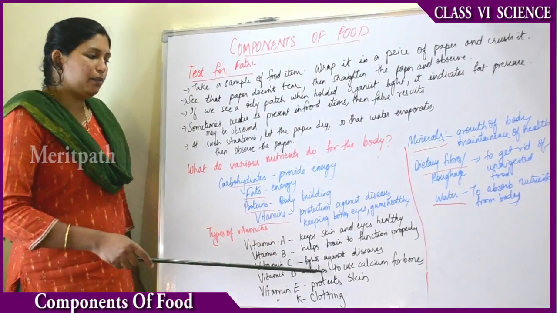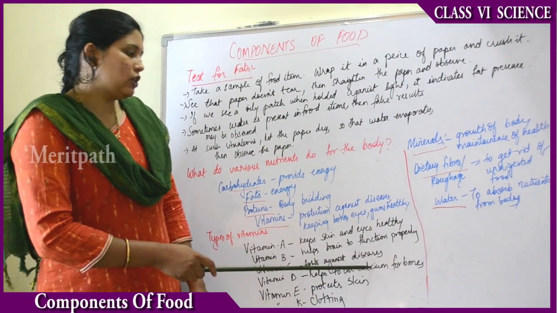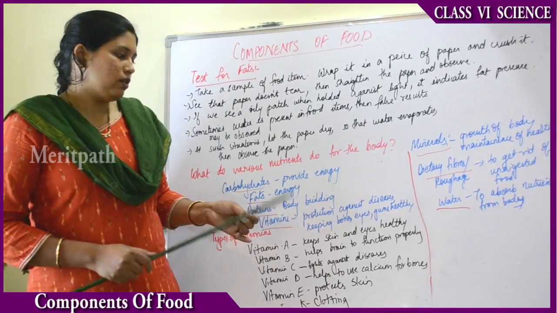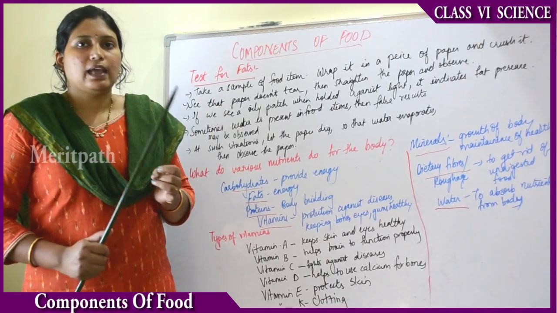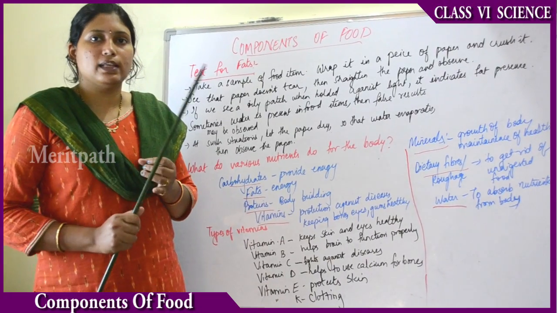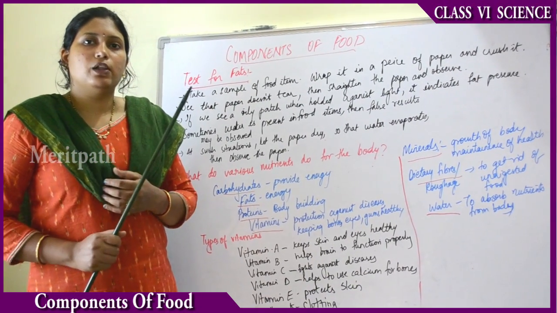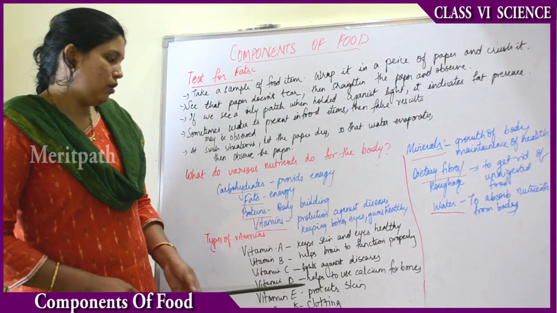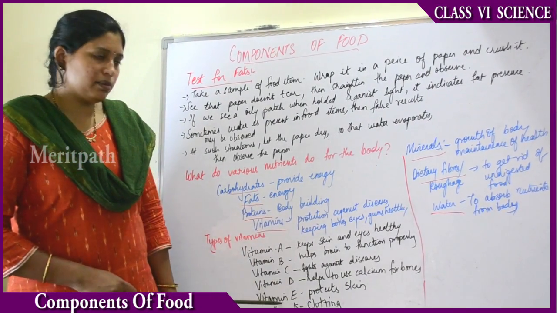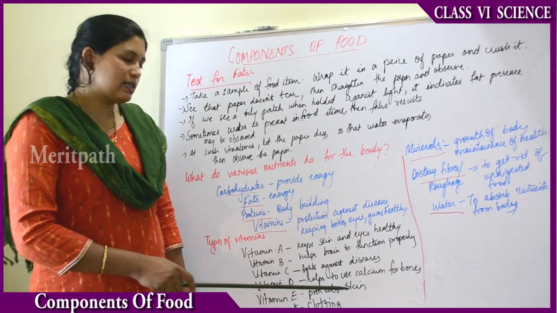So vitamin D. Vitamin D helps to use the calcium for the bones. The vitamin D sources will be calcium rich foods or sunlight. If you go and stand in the early morning sunlight, you will absorb all the vitamin D from the sun. So the vitamin D helps to use the calcium for the bones. And vitamin E. Vitamin E protects the skin.